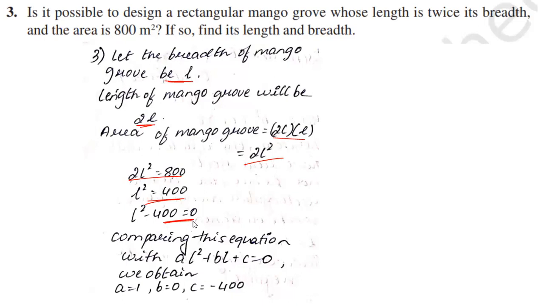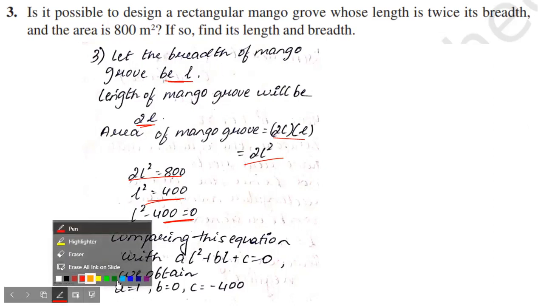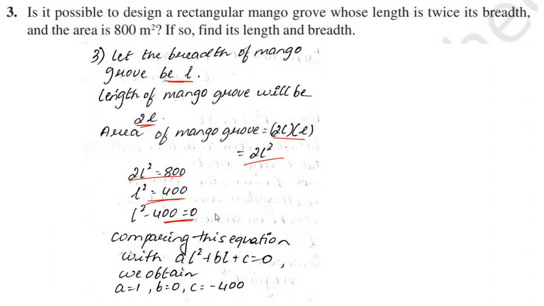Because this is chosen from the chapter of quadratic equation, we are supposed to apply the quadratic formula. If not, also you can find it. Just these steps are not required. Just after this step, you start writing it like this. L square is equal to 400. So L is equal to plus or minus 20.